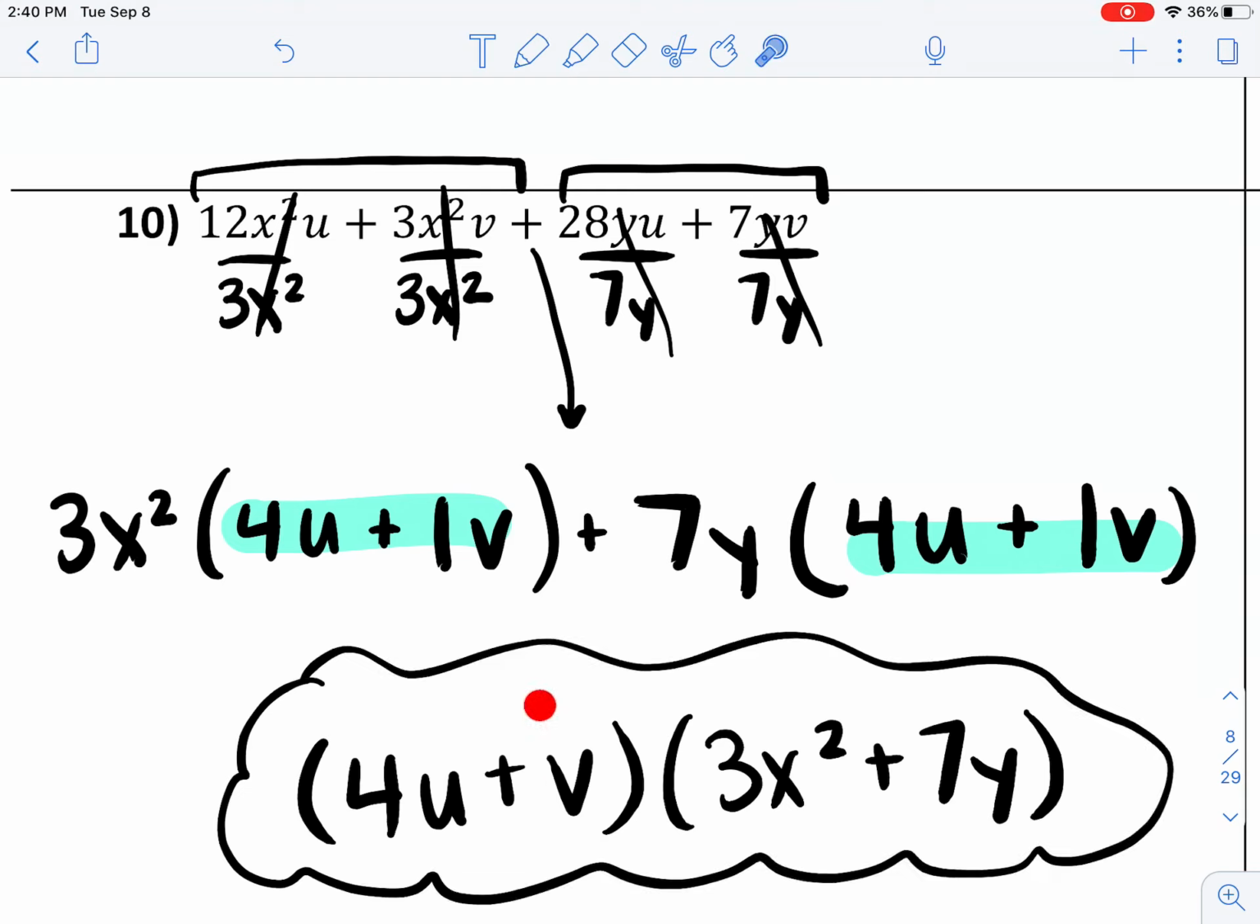Notice I did not put the 1 in front of the v because it's imaginary, it doesn't need to be there.